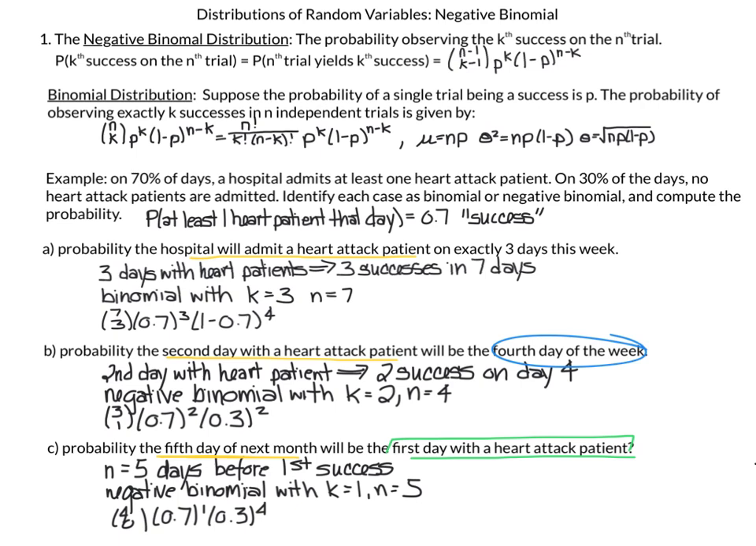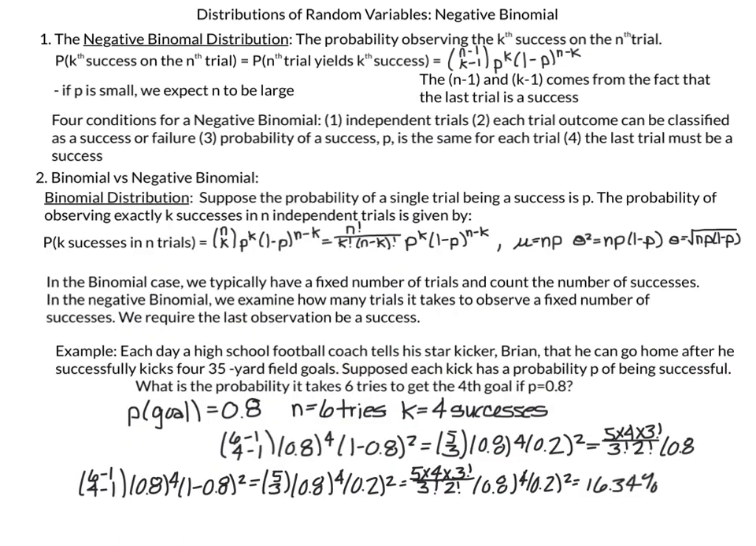I hope that helps you, but one thing that really helps me is just to try to break it down or say it in different ways until it sounds like the description of a negative binomial or binomial distribution. To review what we've gone over, we talked today about the negative binomial distribution, which is the probability of observing the kth success on the nth trial. And we have this formula here for the probability of the kth success on the nth trial: n minus 1 choose k minus 1, p to the k, 1 minus p to the n minus k.